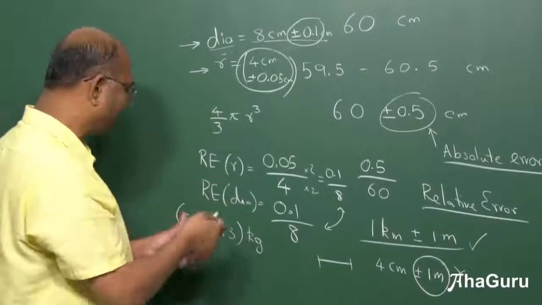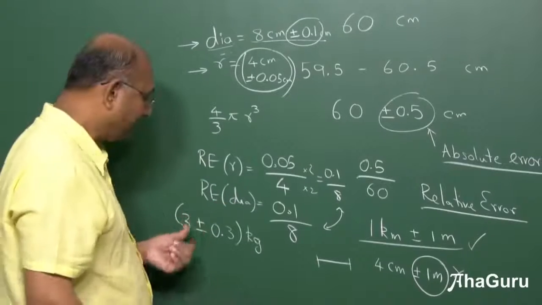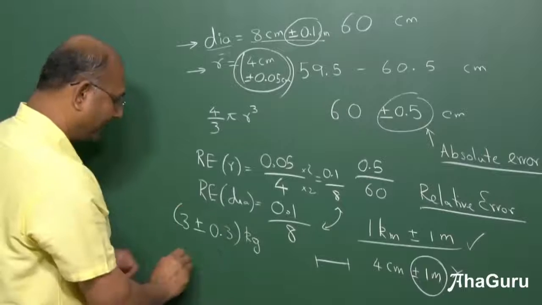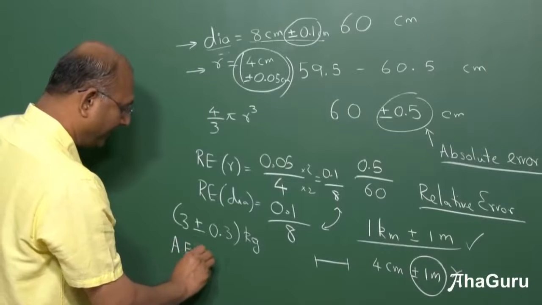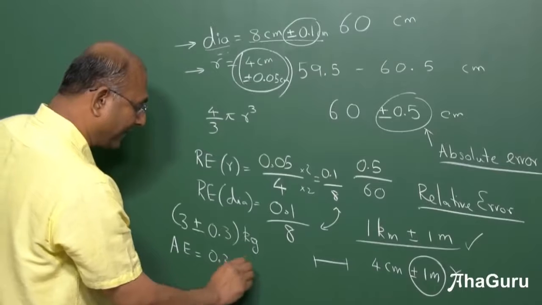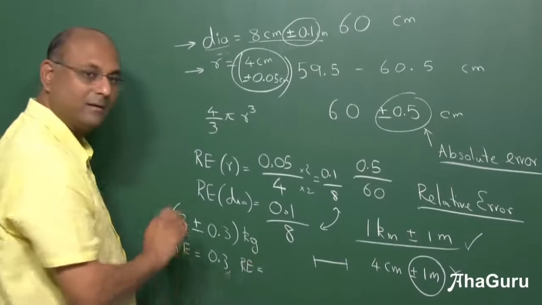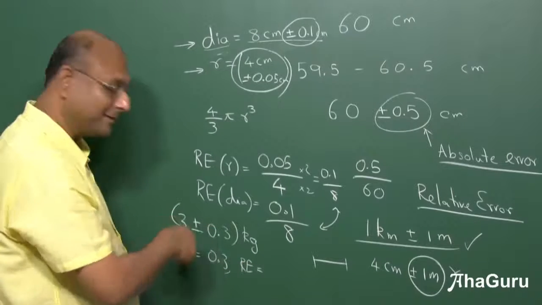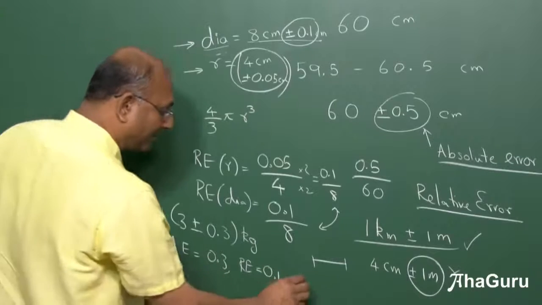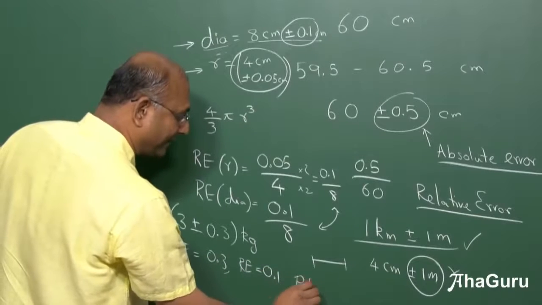You're measuring some mass and it turns out to be 3 plus or minus 0.3. What is the absolute error? Absolute error is going to be 0.3. What is the relative error? 0.3 by 3. How much is that? 0.1. We will also talk about the percentage error.